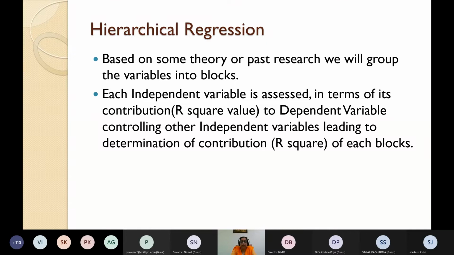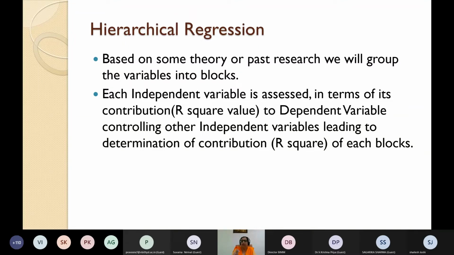It's a very popular method and it is used to analyze the effect of predictor variables, where we are controlling the method of entry of the predictor variables into the equation, and this control is achieved by calculating the change in the adjusted R square.